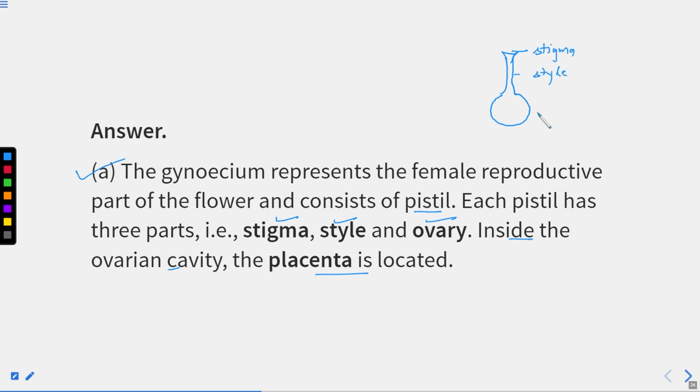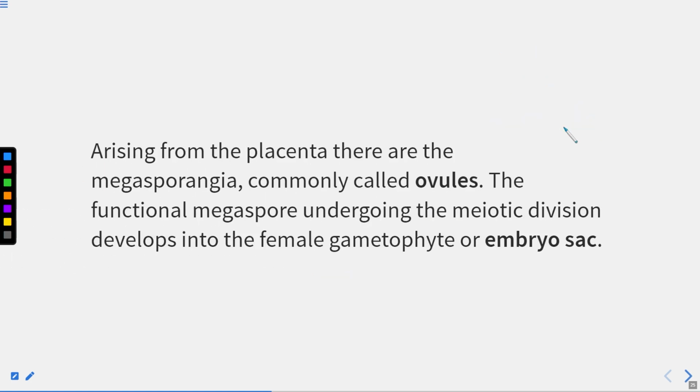This is the style and this is the ovary. Within the ovary, ovules are present. This is the swollen part, also known as the swollen base. Now, arising from the placenta, there are megasporangia, commonly called ovules.